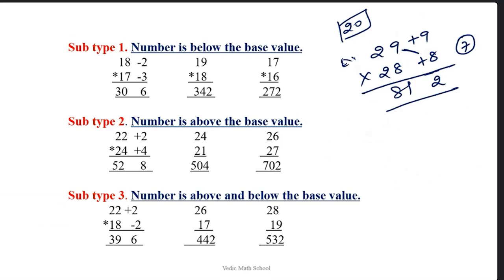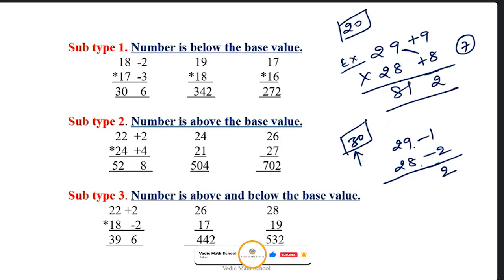Now, I'm going to repeat the same example again using base 30. 29 and 28. This time I'm taking base value 30. So what is the multiplying factor? Minus 1, minus 2. Multiply it, 2. Next, 29 minus 2, 27, into 3, 81. Can you get the answer? Same answer, 812.